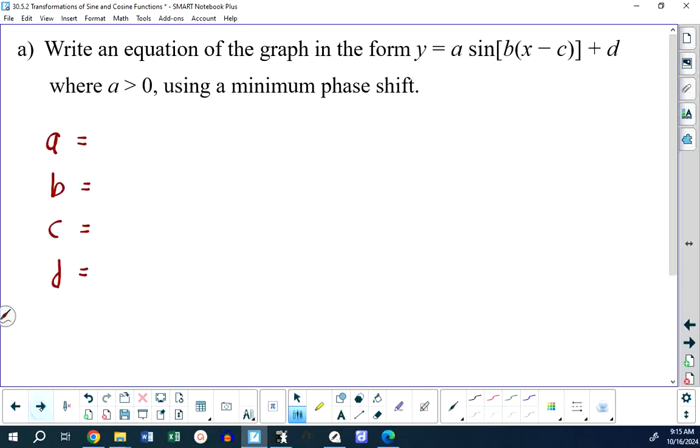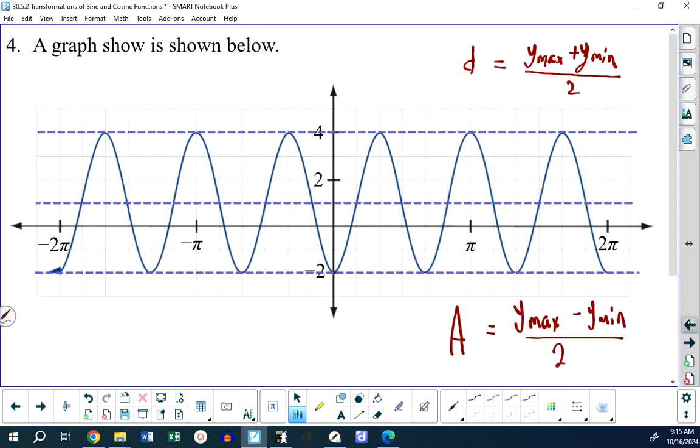So we know a and d. A is 3. D is 1. We can figure out what b is. B will be 2 pi over the period. We can just look at the graph and figure out what the period is, and then we can figure out what b is equal to. Let's see. I'm going to use this as a start point in my cycle. It goes up, up, down, down, and it does so in this distance. This is the period.